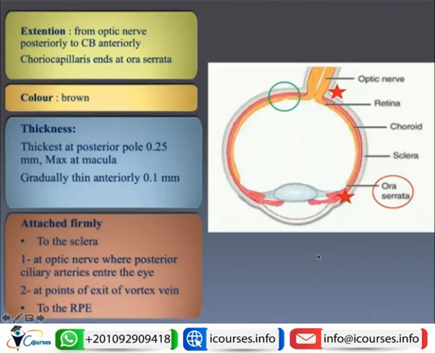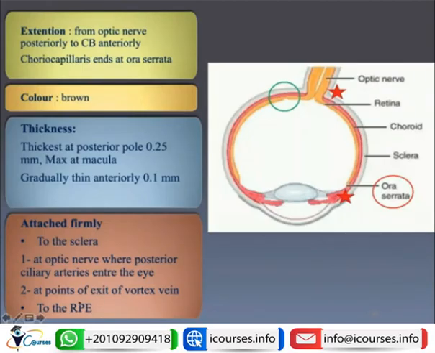So it is firmly adherent to the sclera. The choroid is firmly adherent to the sclera, especially at areas of perforation: where the optic nerve perforates the eye, where the posterior ciliary arteries enter the eye, and at the entrance of the vortex veins. And this has a clinical significance in choroidal detachment or bullous choroidal detachment. The areas of the vortex veins will not detach, making this characteristic pattern of choroidal detachment.